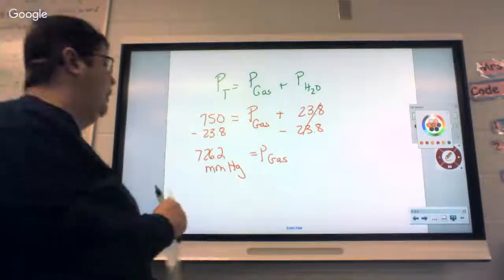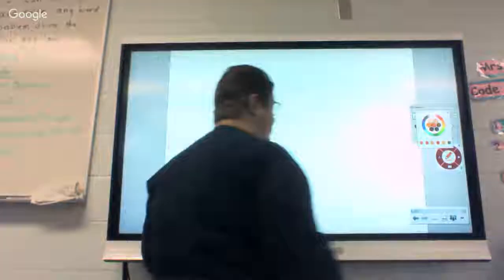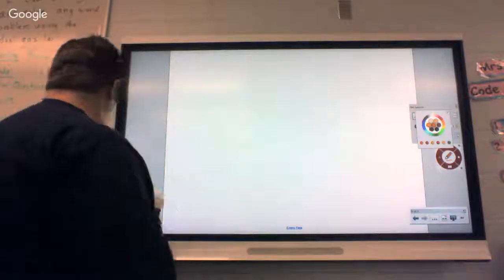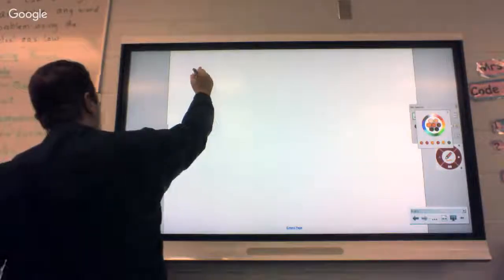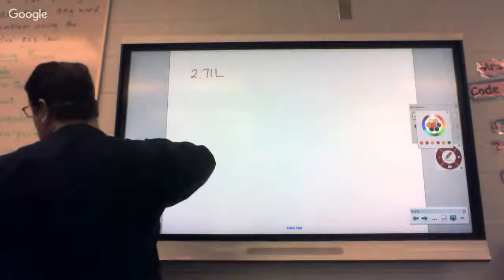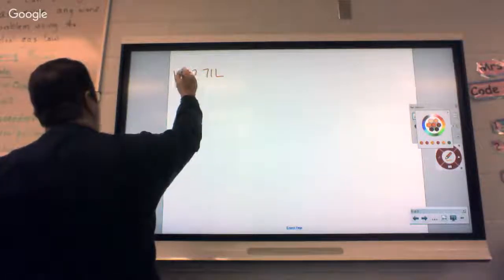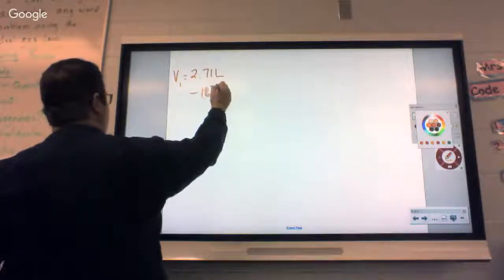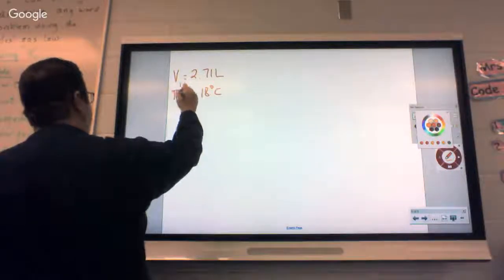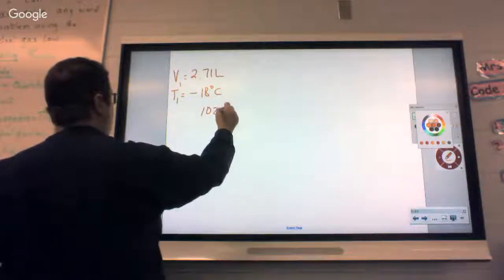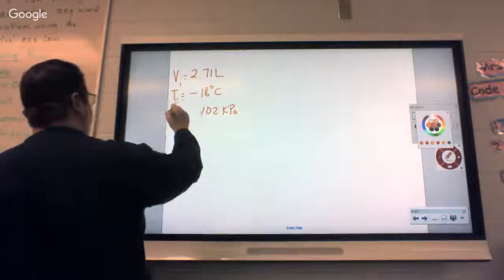All right, so number 12. Number 12's issue is everything has to be converted. Nothing matches in 12. So in 12, you have 2.71 liters. What's a liter? Okay, so that's V1. And then you have negative 18 degrees Celsius. What's negative 18 degrees Celsius? Okay? And then you have 102 kPa. What's a kPa? That's the pressure.